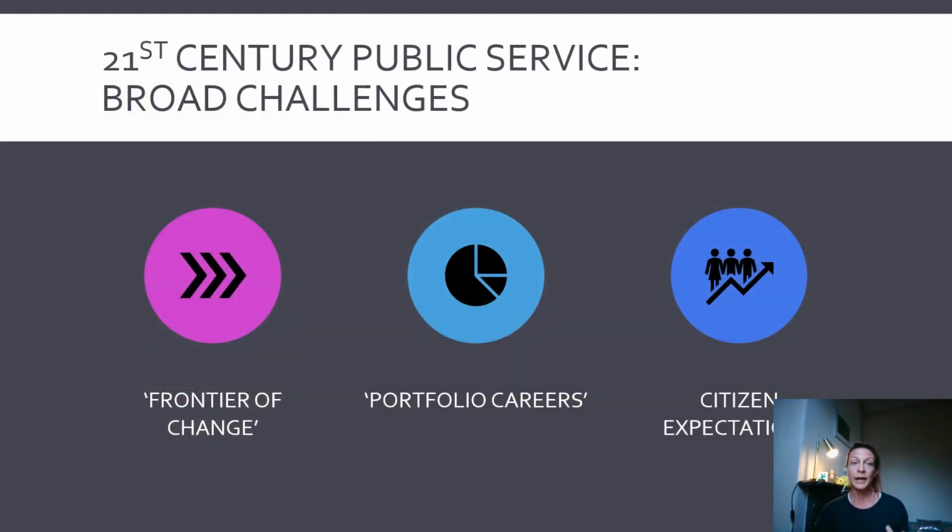So what do Helen and Helen suggest are the big challenges for the 21st century public service? They've named three. First, they really believe that 21st century public service is very much at what they call a frontier of change. It's often our public administrators who are at this very front line. And we can see that now actually with the health crisis. It's our public servants, those in the health field, those in the medical profession, many of whom are employed directly by government, who are at the frontier of change here. And they may also be often at the frontier of crisis.